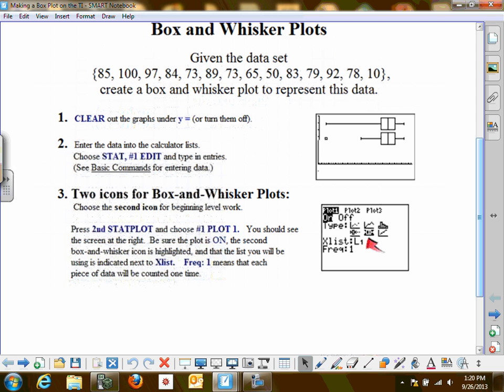Up at the top of this paper, we have the information that we're going to make a box plot of. And the first thing we need to do is enter that information into our calculator. The place where you enter that information is by going to the lists, which is under Stat, and then Edit. So let's get there.